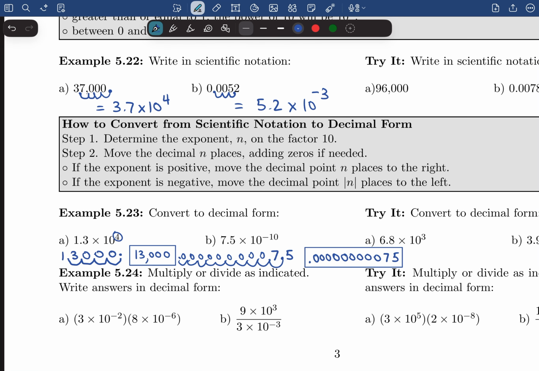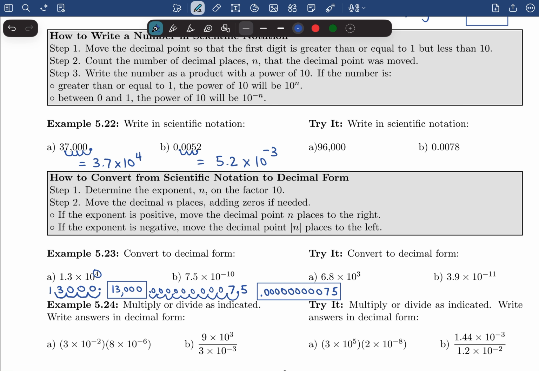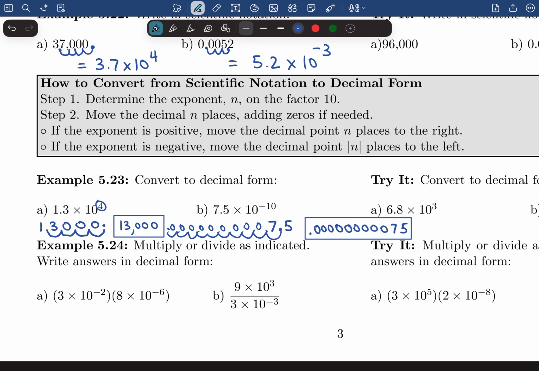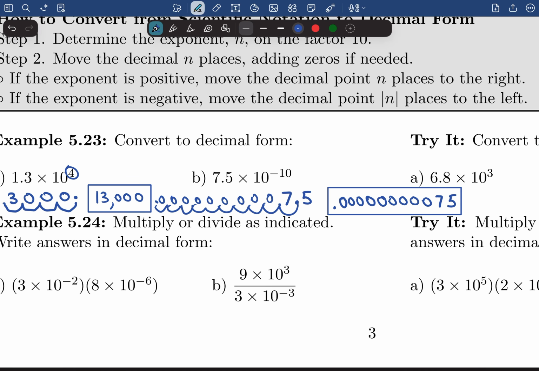I hope this has been helpful. We have just practiced converting from decimal form to scientific notation and scientific notation to decimal form. And you can now make those conversions happen. Now, sometimes we take things that are in scientific notation and we multiply them together. Two things in scientific notation, we can multiply them together. We could also take two things in scientific notation and divide them. So this is our final example for this lesson.